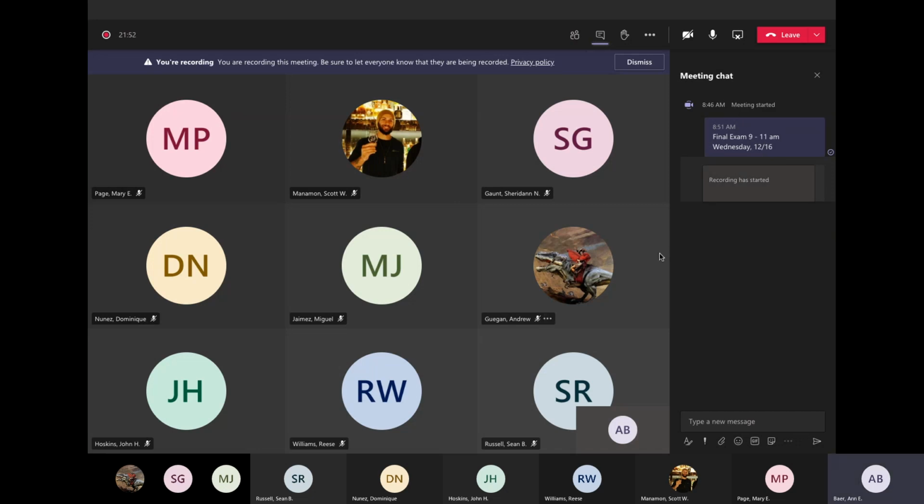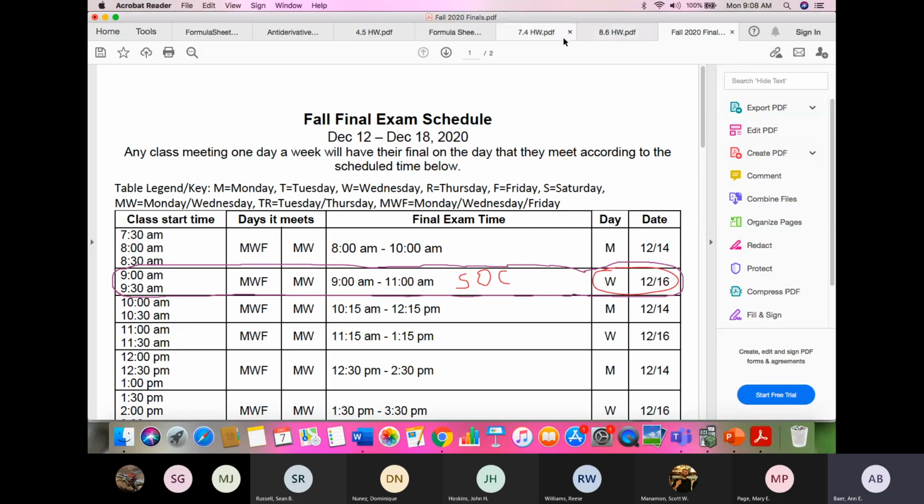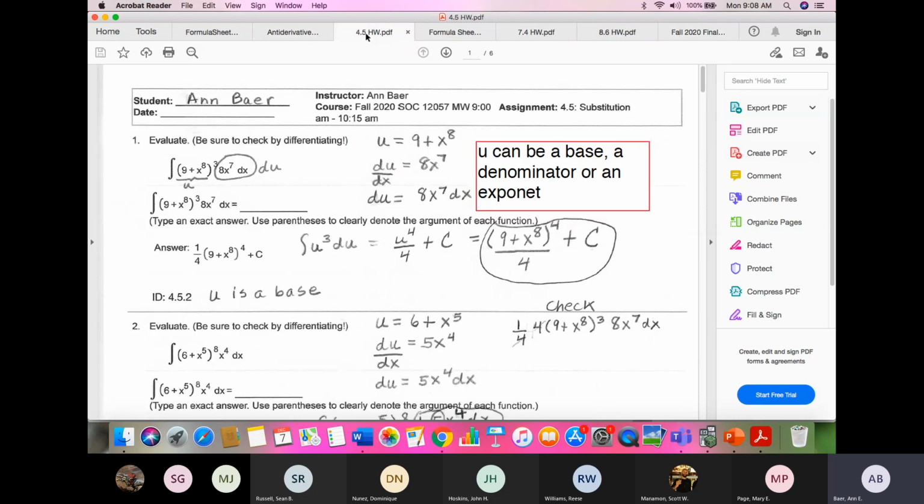So what we want to cover today is one of those last 2 sections, and we are going to talk about, here's the final exam review schedule. Let me go over here, and what we are going to talk about is integration by substitution.